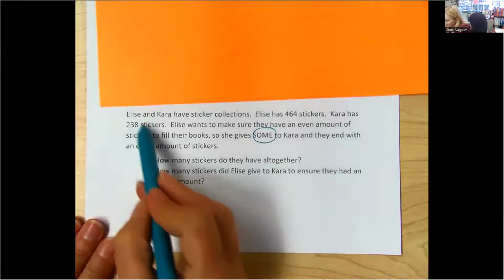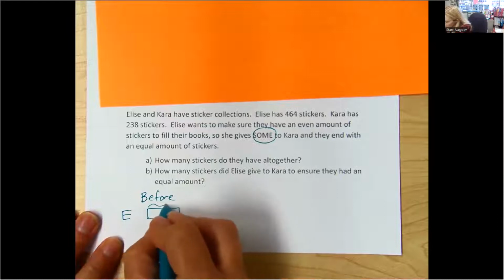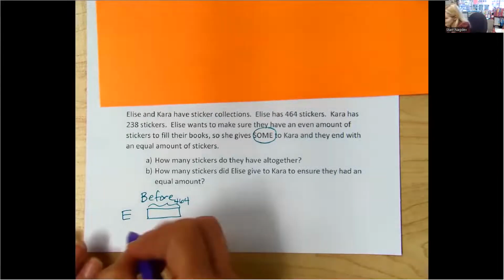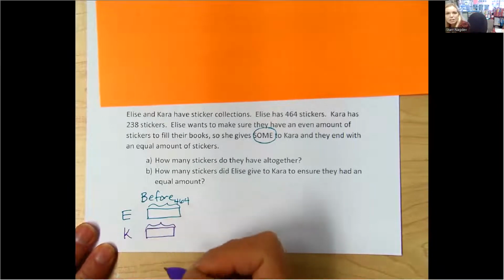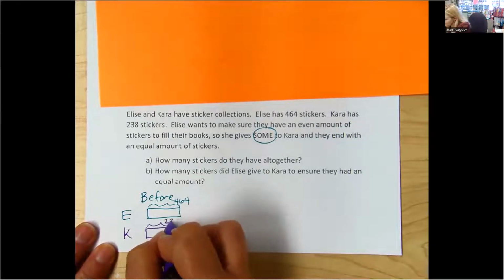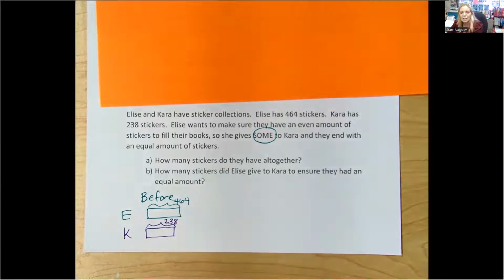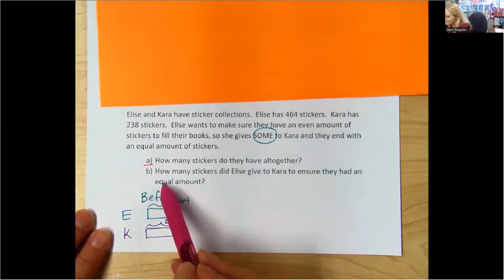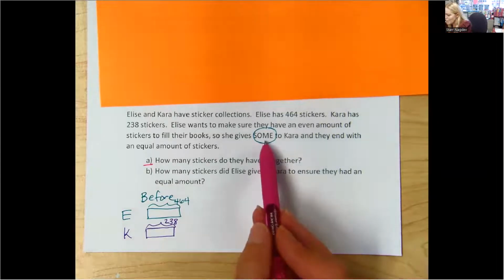We know that in the beginning, Elise has 464 stickers. And then we know that Kara has 238 stickers. So she definitely has less than Elise, okay? And then let's look at what we have to answer for. We have to answer how many stickers do they have all together, and how many stickers did Elise give to Kara? Okay, so that's where that sum comes in.